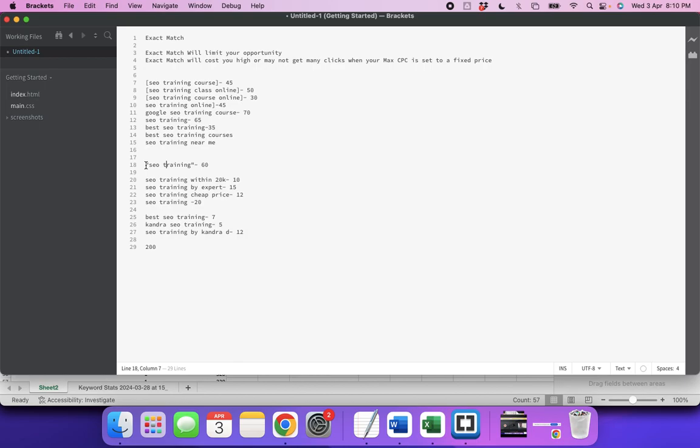Exact match will impose you to make your presence in the high competition zone, or naturally your CPCs will be high. Okay, these are cons. Okay, so exact match has pros as well. What kind of pros?